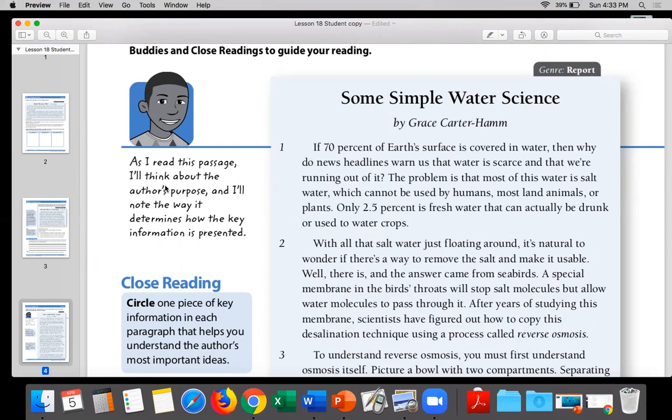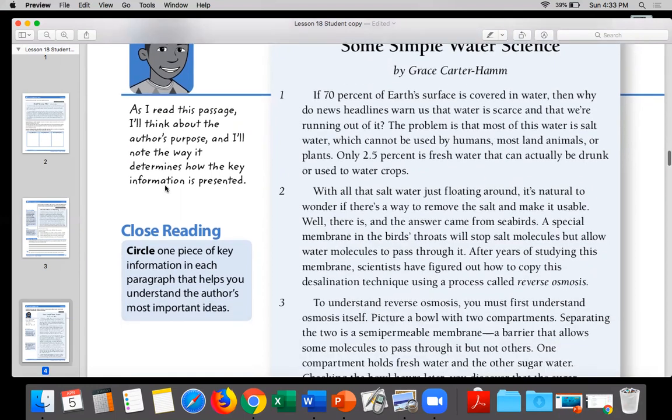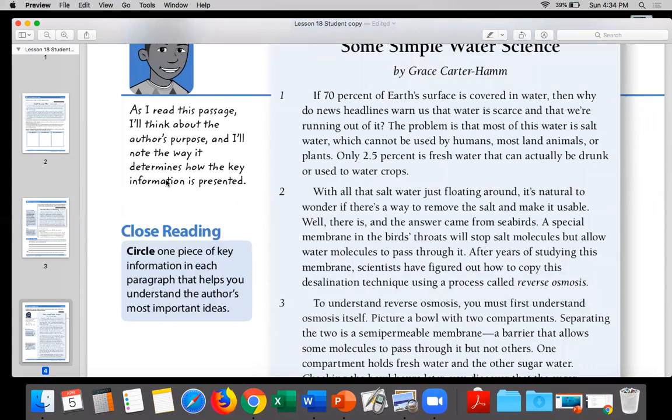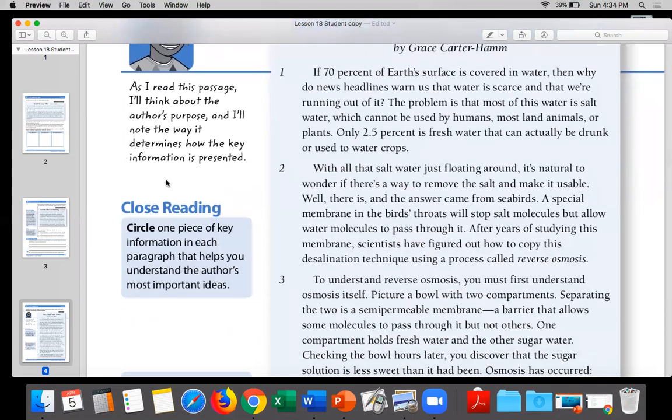Some Simple Water Science by Grace Carter Ham. If 70% of Earth's surface is covered in water, then why do news headlines warn us that water is scarce and that we're running out of it? The problem is that most of this water is salt water, which cannot be used by humans, most land animals, or plants. Only 2.5% is fresh water that can actually be drunk or used to water crops.